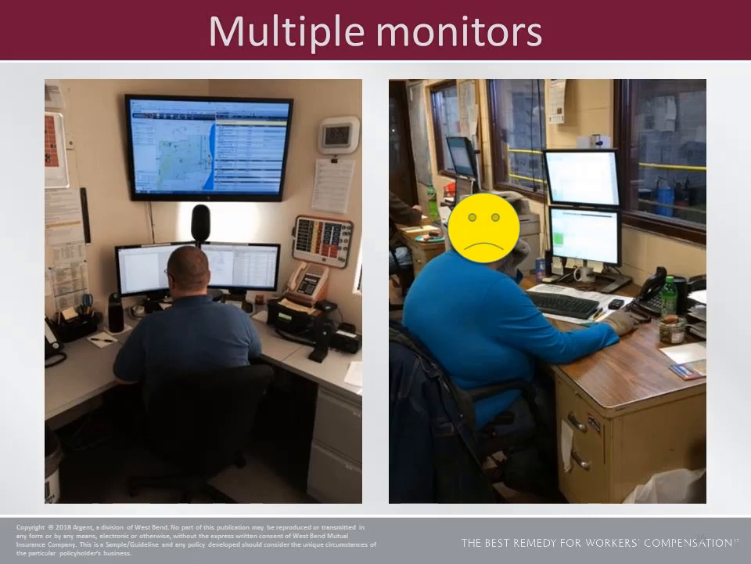Multiple monitors complicate matters, but try to keep them at eye level if at all possible. In both of these photos, the lower monitors are in good positions, yet the upper monitors could be lowered or relocated to either side.